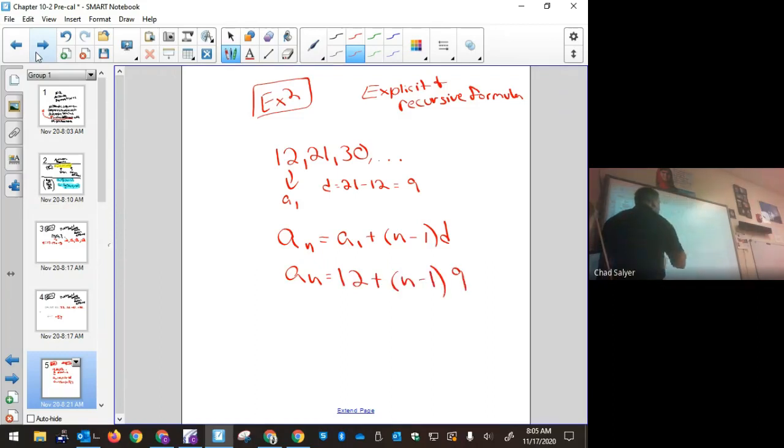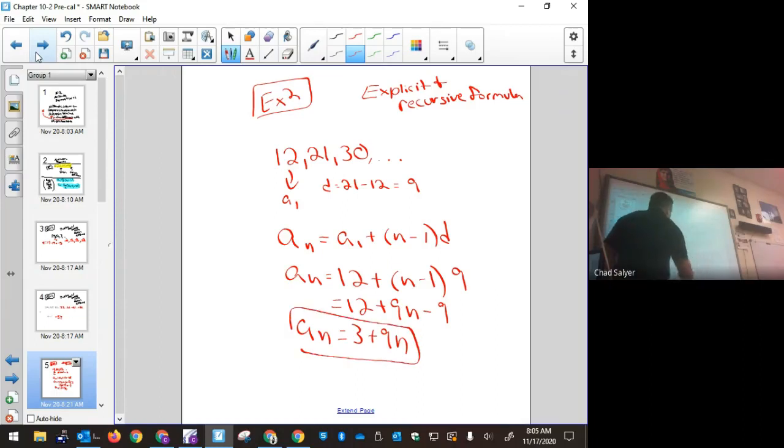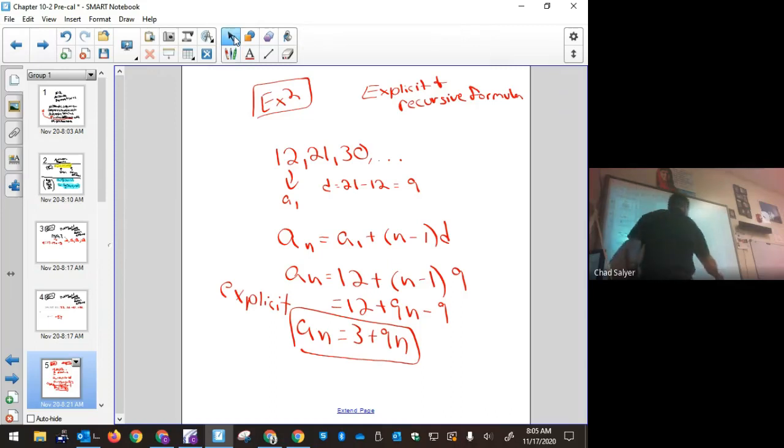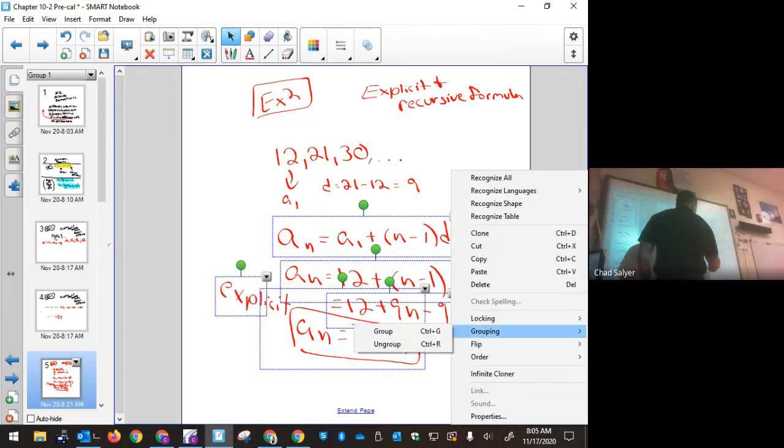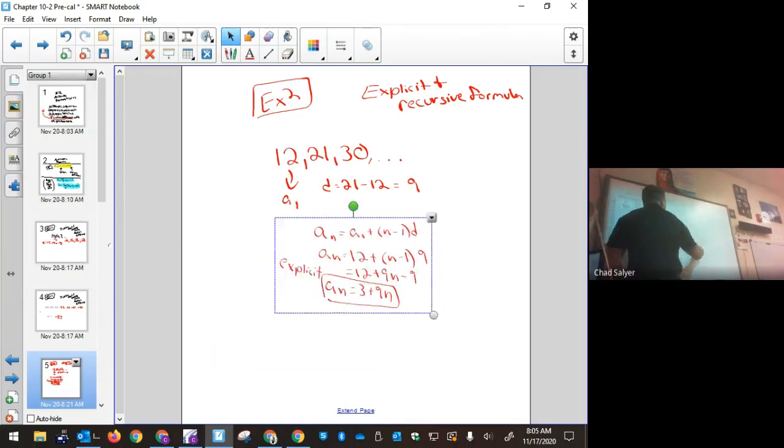If I plug those values in, then I just simplify. So 12 minus 9 is 3 plus 9n. So that's the explicit, in other words, the formula for this sequence. So use the nth term formula and then simplify is all we have to do there.